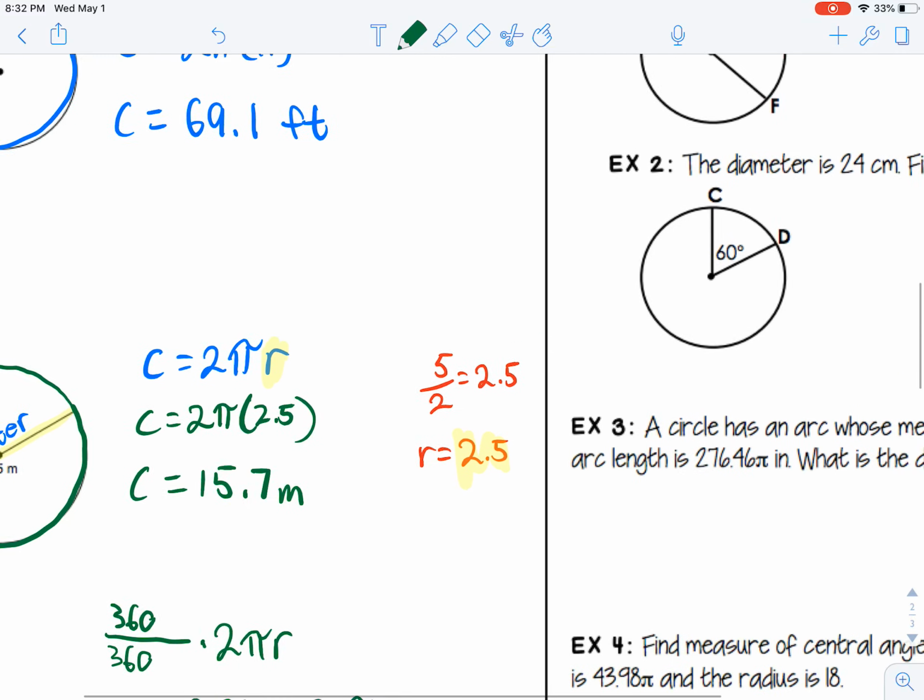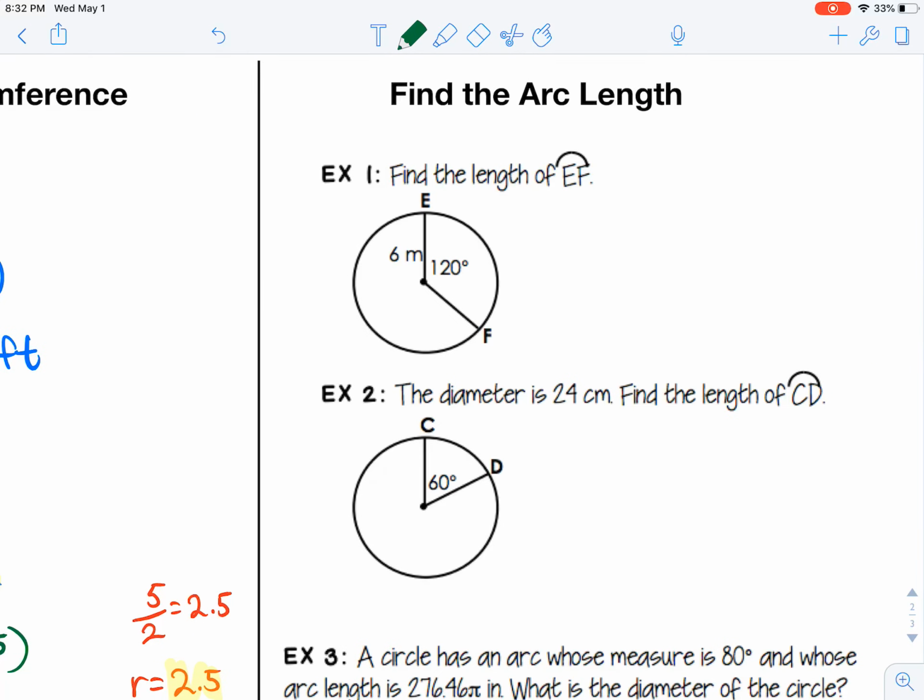Alright, so let's scoot over to the right side, and we're going to start using the arc length formula. So go ahead, write it at the top. We have theta over 360 times 2 times pi times our radius. In this first example, they ask us to find the arc length of EF. So EF is from here to here. They give us all the information we need. Our radius equals 6, and our theta equals 120 degrees.